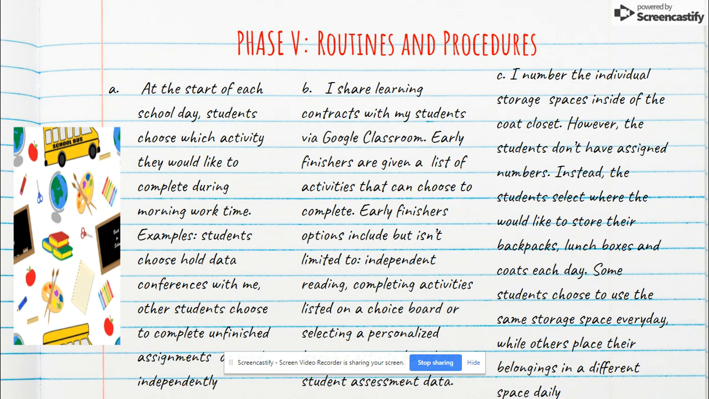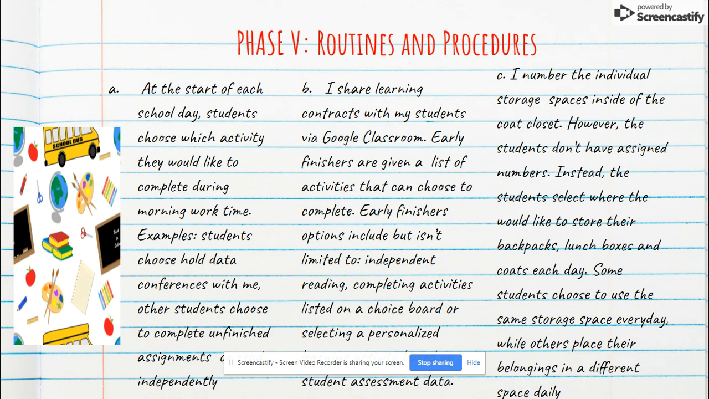Another area concerning routines and procedures I like to focus on is early finishers. A lot of times my students finish early, and I have a list of things that they can do embedded inside of Google Classroom because I make learning contracts for students every day. And some of the things that I give them as a choice: independent reading, completing a choice board, or using that time to do some personalized learning based on their data. And they would just select which standard they will need to work on based on whether they're emerging, progressing, or mastering a standard.